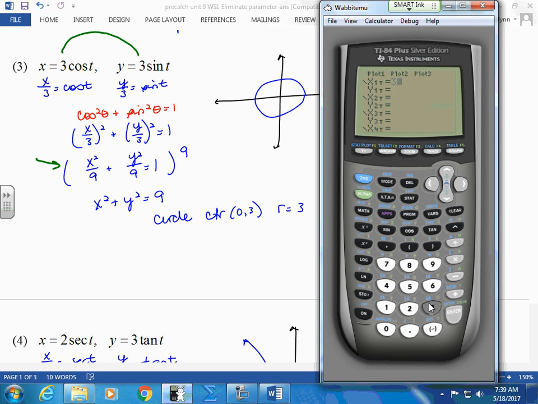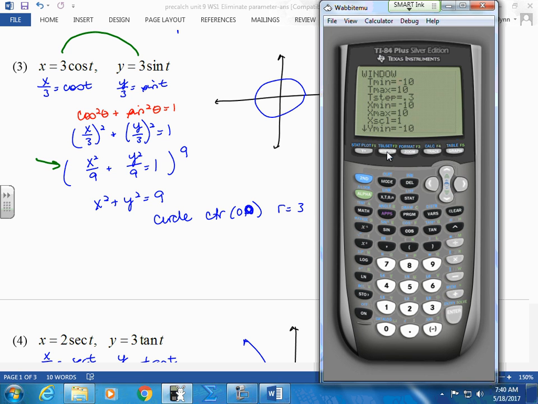If you graph this, you're going to have to make sure your calculator is in degrees. Or is it the center 0, 0? The center 0, 0. Yeah. Sorry about that.